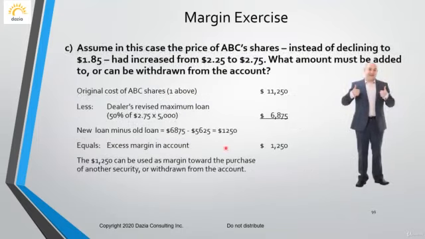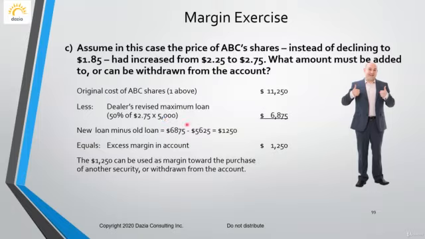If the price went up, you're going to be happy. Instead of going down, let's suppose it was $2.25 and now it went up to $2.75. Now you're back to 50% because it's now over $2. So now what can the client do? The new loan amount will be $2.75 times 5,000. 50% of that is 6,875.